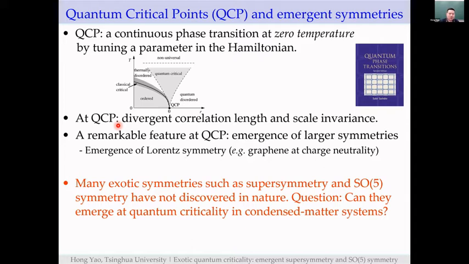For instance, graphene at charge neutrality has emergent Lorentz symmetry and also scale invariance. There are many exotic symmetries, such as supersymmetry and SO5 symmetry, that have not been discovered in nature. The main question we would like to ask is, can they emerge at quantum criticality in condensed matter systems? So this is the main theme of this talk.